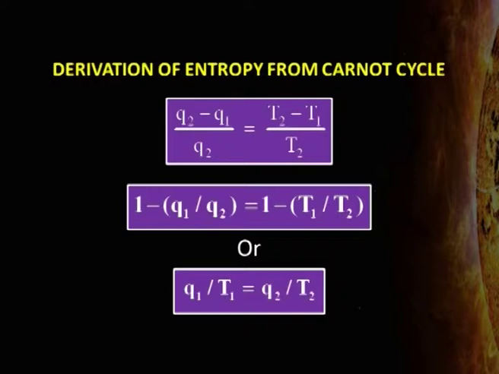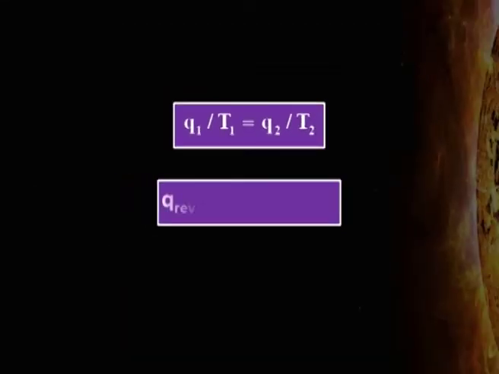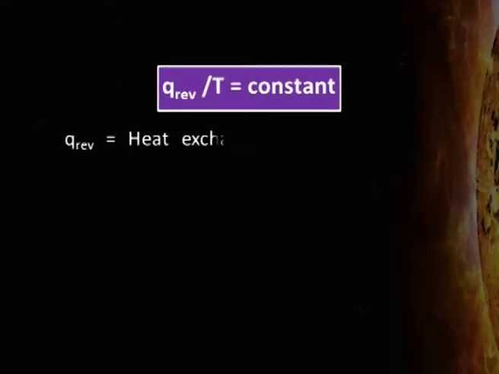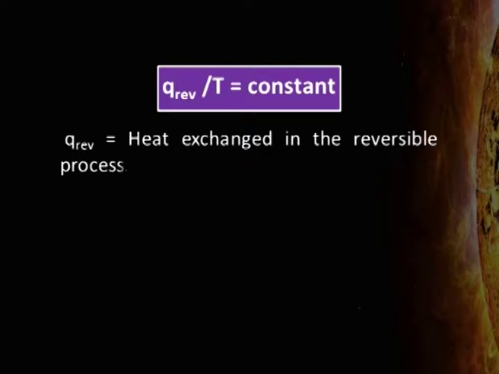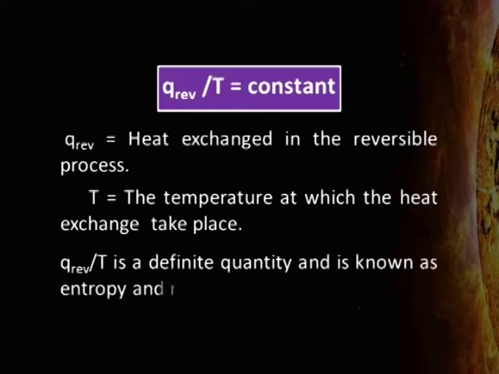Now this equation may also be written in general form as Q reversible upon T equal to constant. Here Q reversible is the heat exchanged in the reversible process and T is the temperature at which the heat exchange takes place. Now Q reversible upon T is a definite quantity and is known as entropy and represented by S.